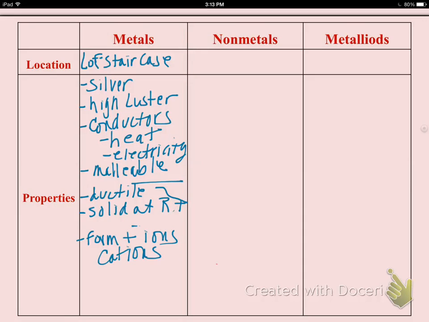Okay, moving over to the nonmetals. They are located to the right of the stair step. And from a property standpoint, they are non or poor conductors of both heat and electricity.